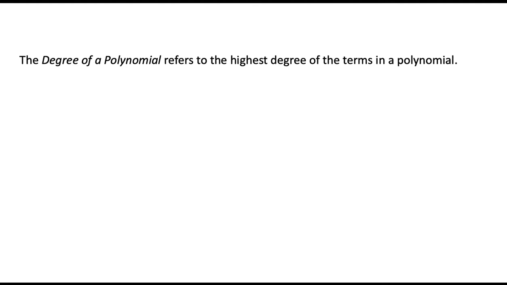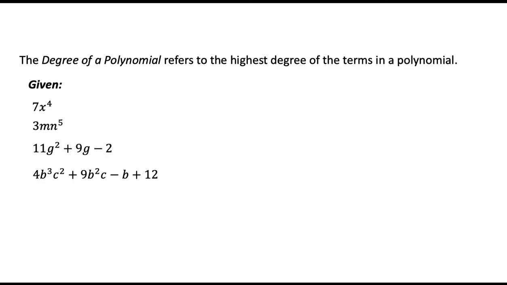The degree of a polynomial refers to the highest degree of the terms in a polynomial. So let us take these four given here. What are the degrees of their polynomial? In our first given, 7x raised to the 4th power, the degree of that polynomial is 4 because the exponent of the variable is 4.